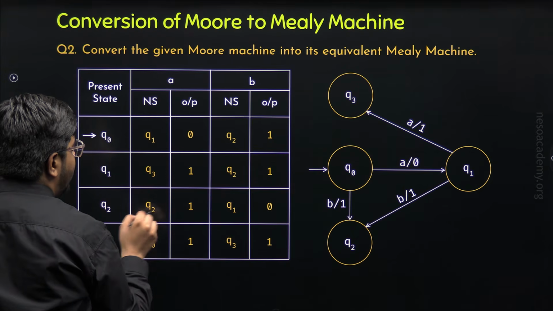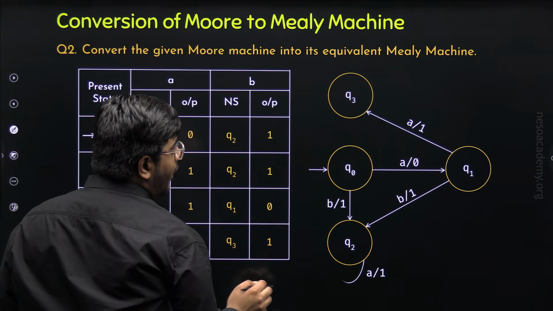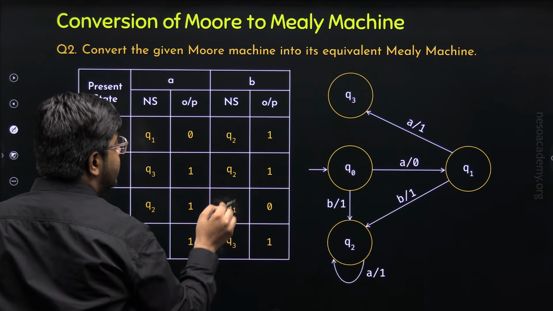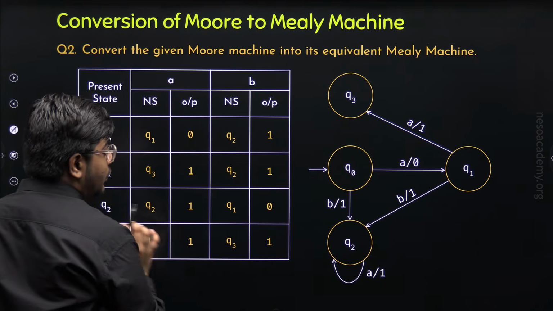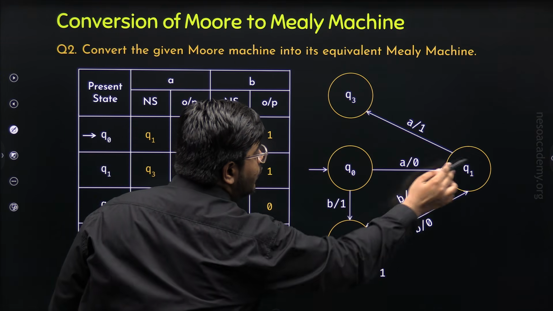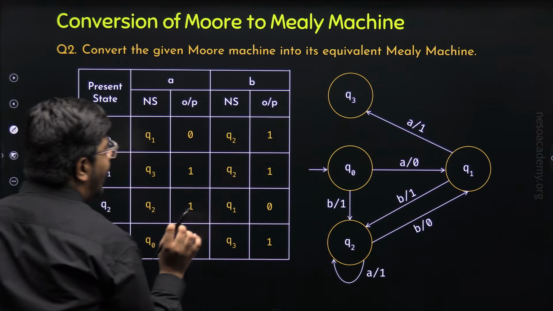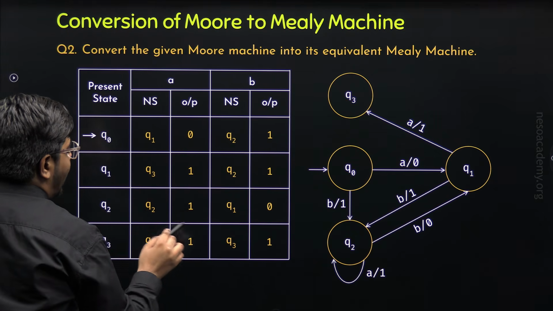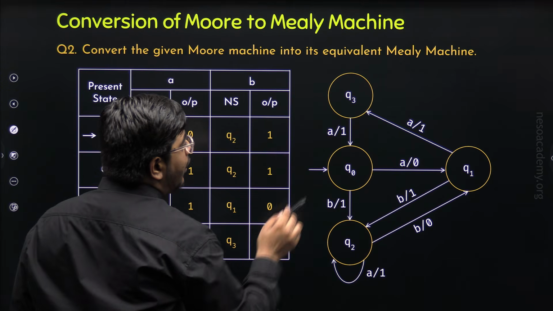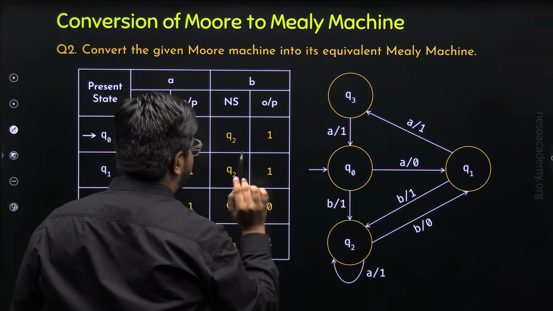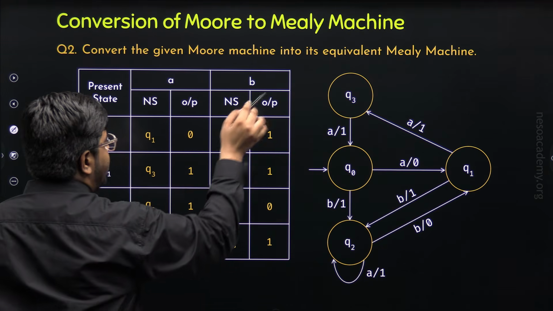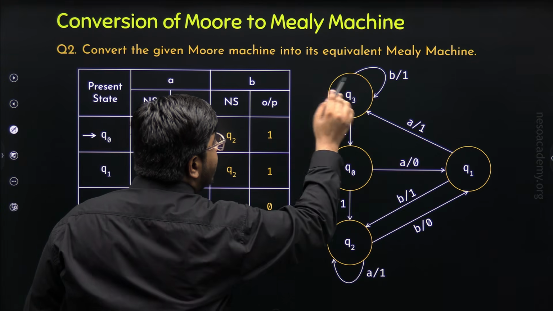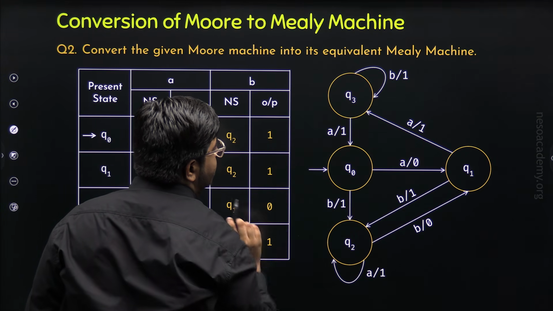Q2 on A gives Q2 and output 1. Q2 on B gives Q1 with output symbol 0. Now let's talk about the state Q3. Q3 on A gives Q0 and output 1. And Q3 on B gives Q3 itself with output symbol 1.